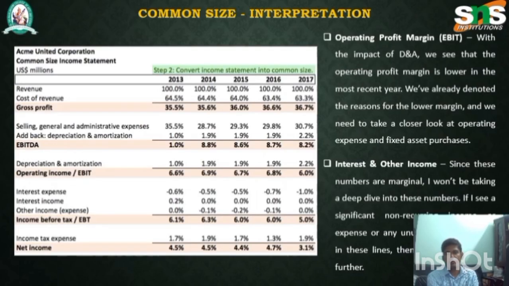We will be moving to the operating profit margin of the same company. Considering the impact of depreciation and amortization, we see that the operating profit margin is lower in the most recent year. We have already noted the reasons for the lower margin, and we need to take a closer look at the operating expense and fixed asset purchases. The interest cost, interest and other income numbers are marginal, so I won't be taking a deep dive into them.